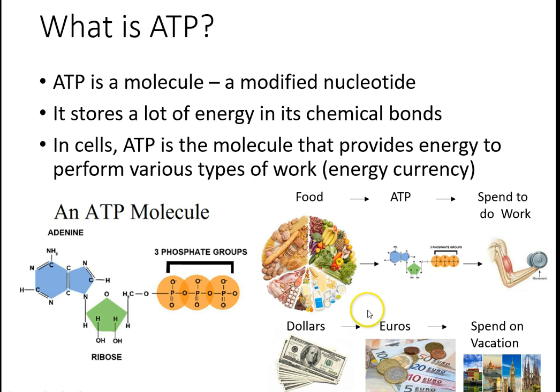However, we have to make that change from dollars to euros to be able to do that. The same thing happens when we process food. We've got plenty of energy found in our food, and we have to turn that food into ATP to be able to actually spend that energy to do work like muscle contractions in our cells.